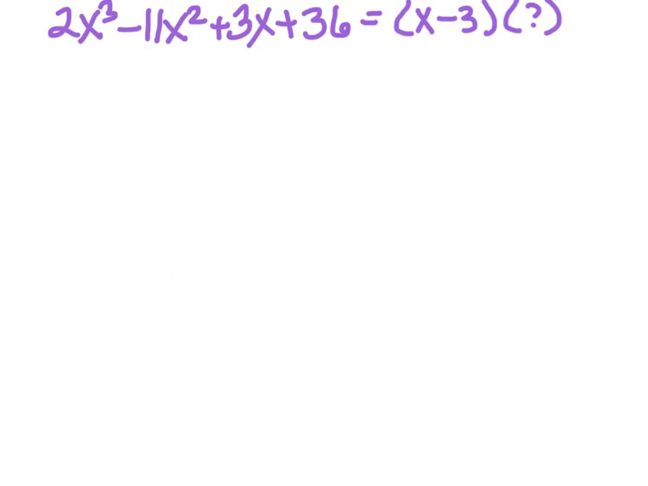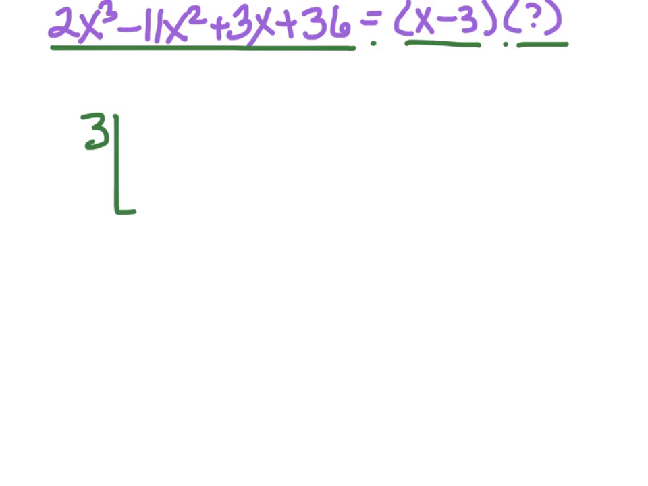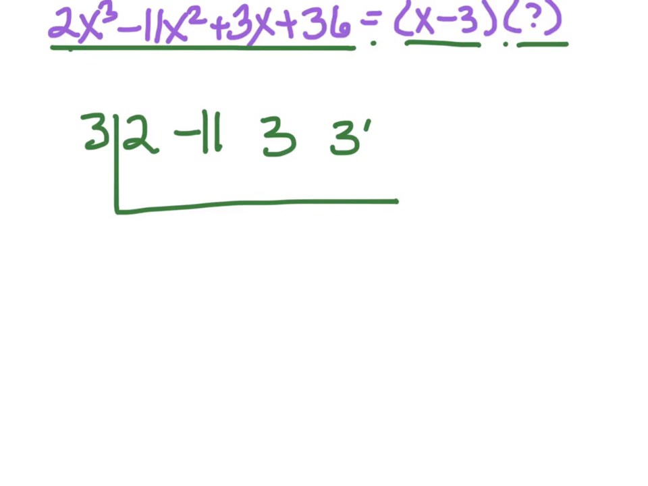See? So I take the big polynomial equals x minus 3 times what? So I'm going to divide it. And you can use long division or synthetic. I'm going to use synthetic just because we just learned it, and for some reason I just like the 3's today. We'll take that 3 and divide it in. We've got 2x cubed minus 11x squared plus 3x plus 36.